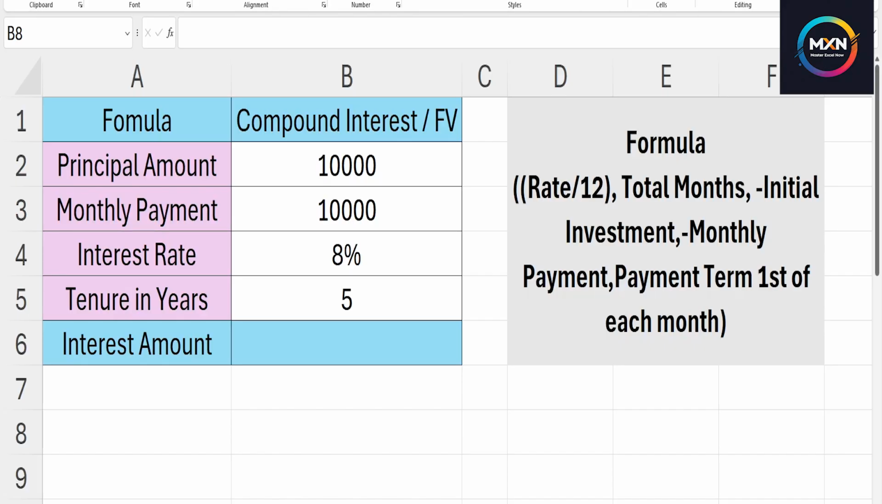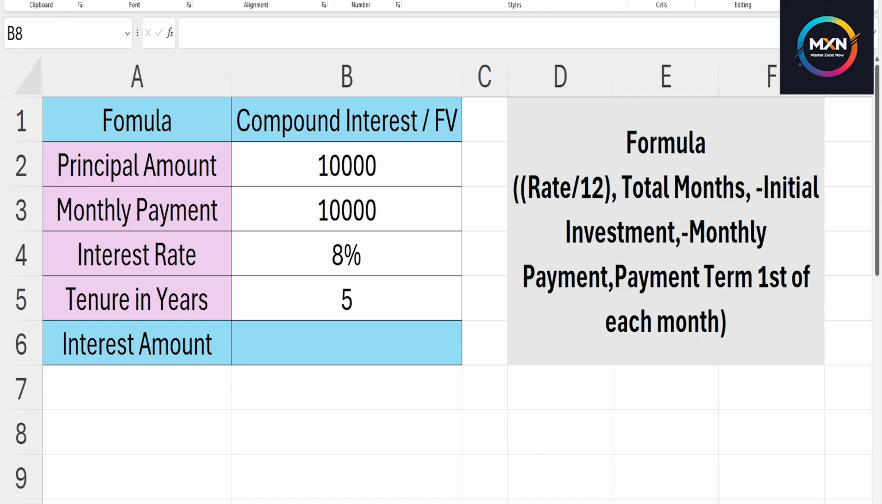Now let's see if we were investing on a monthly basis, how do we calculate compound interest to future value? The formula here will be the same. The only thing is, if you subtract the total investment amount, it will be counted as compound interest. And if you add the total investment amount plus add the interest to it, it will be a future value.